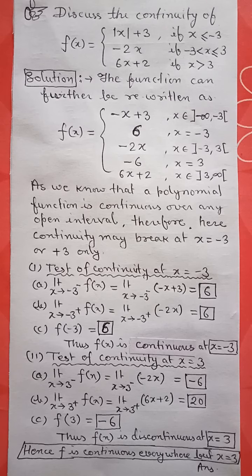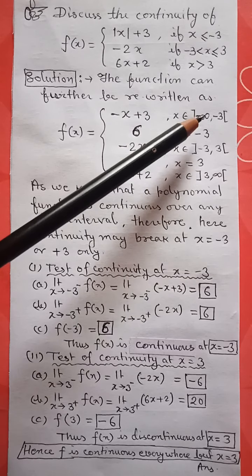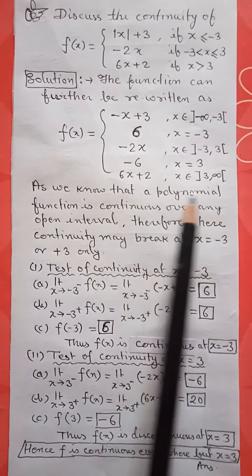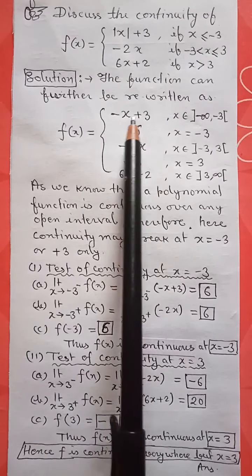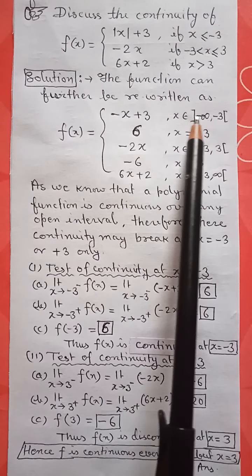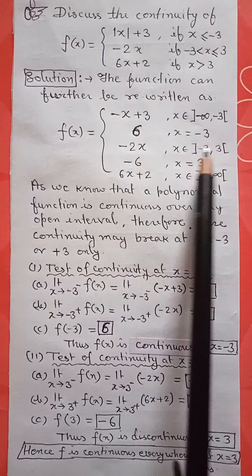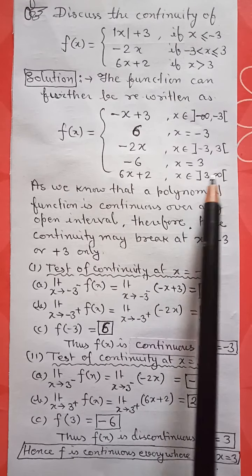By breaking the whole real line, the domain of f, into a number of open intervals and points. Here x equal to -3 and x equal to 3 are points, and all these are open intervals. As we know, a polynomial function is continuous over any open interval. This is a polynomial function, continuous in this open interval. This is also a polynomial function, continuous in this open interval. This is also a polynomial function, continuous in this open interval.